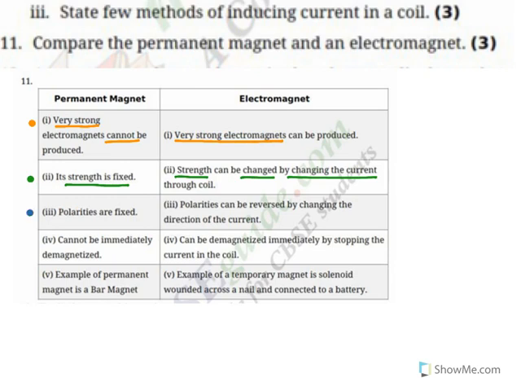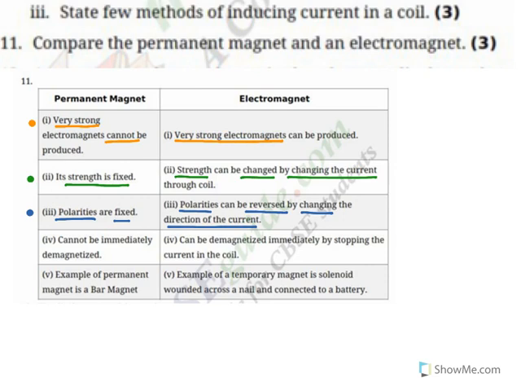Another one is about polarities. In a permanent magnet, polarities are fixed. Here polarities can be reversed by changing the direction of the current. If we reverse the direction of the current, the polarity of the magnet also changes. The north becomes the south, and the south becomes the north pole.